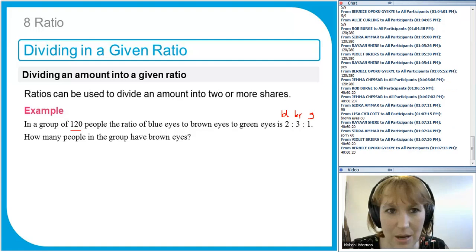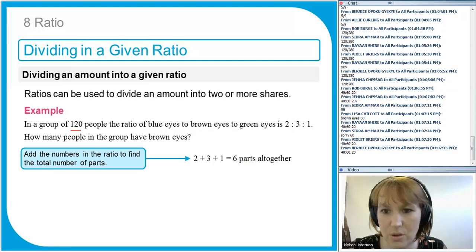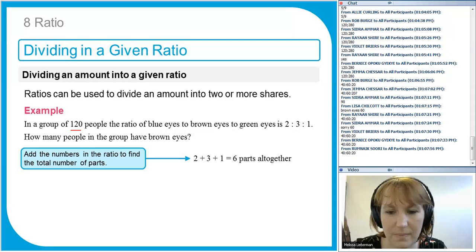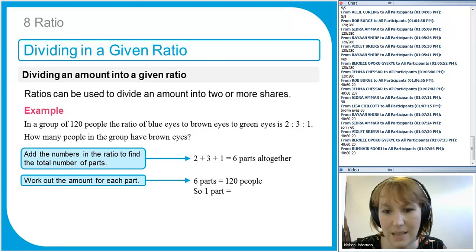So the first step is add up the 2, 3, and 1 to get the number of parts. Next step, divide 120 by 6. Again, I'm choosing easy numbers just so that we don't get distracted by the arithmetic. 12 divided by 6 is 2. So 120 divided by 6 is 20. So 1 part is worth 20.